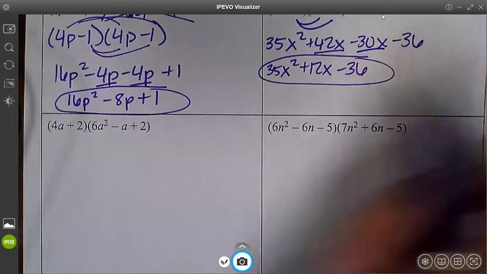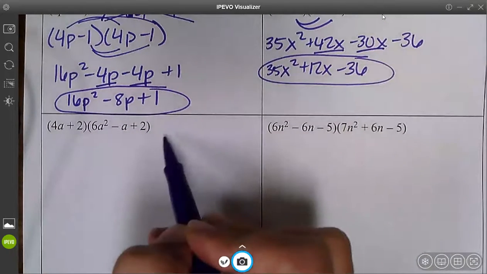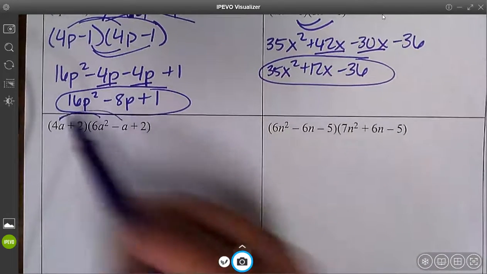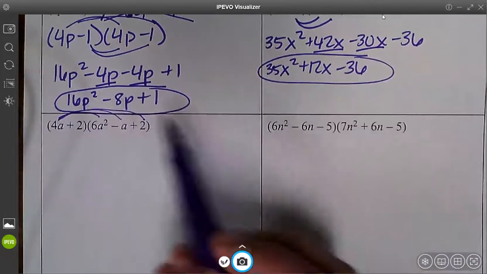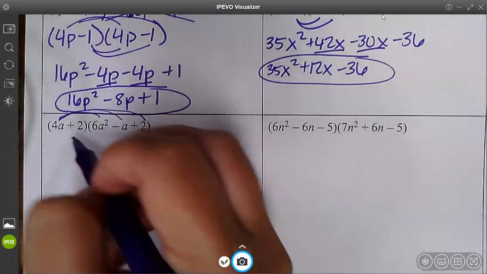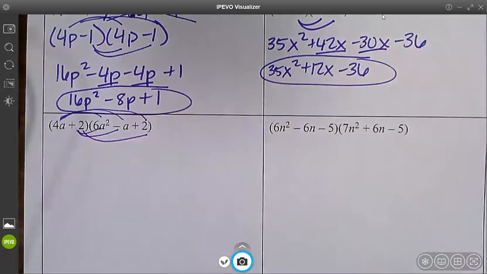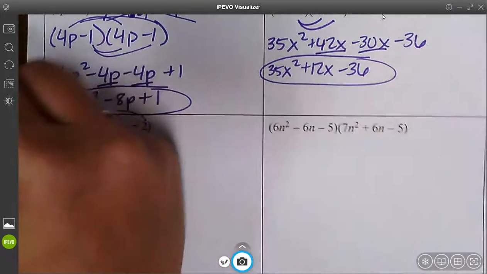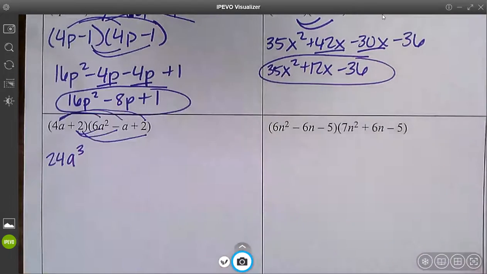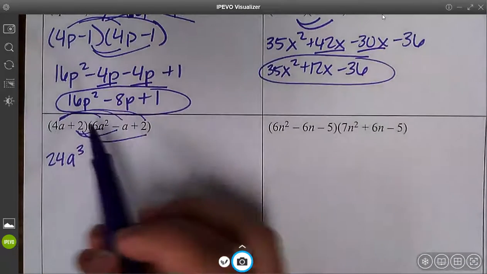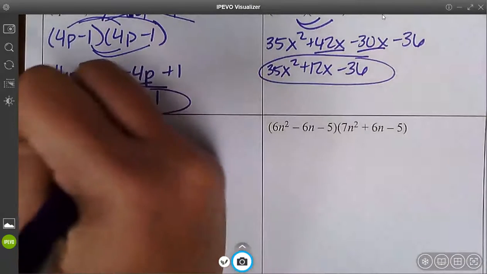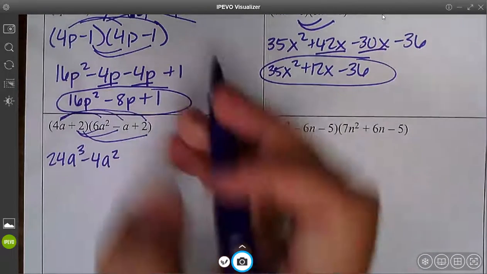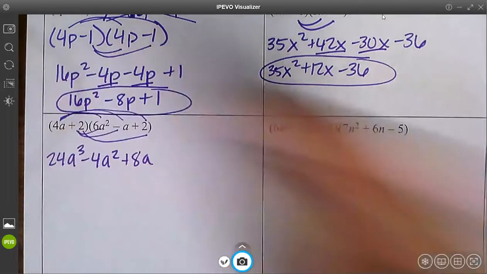Now we have a binomial and a trinomial. The only difference is you're just going to take each one to all three. So I'll just take this one here and multiply it by all three and just do the same thing. So 4a times 6a squared is 24a cubed. Multiply like bases, add exponents. 4a times negative a is negative 4a squared. 4a times 2 is 8a.